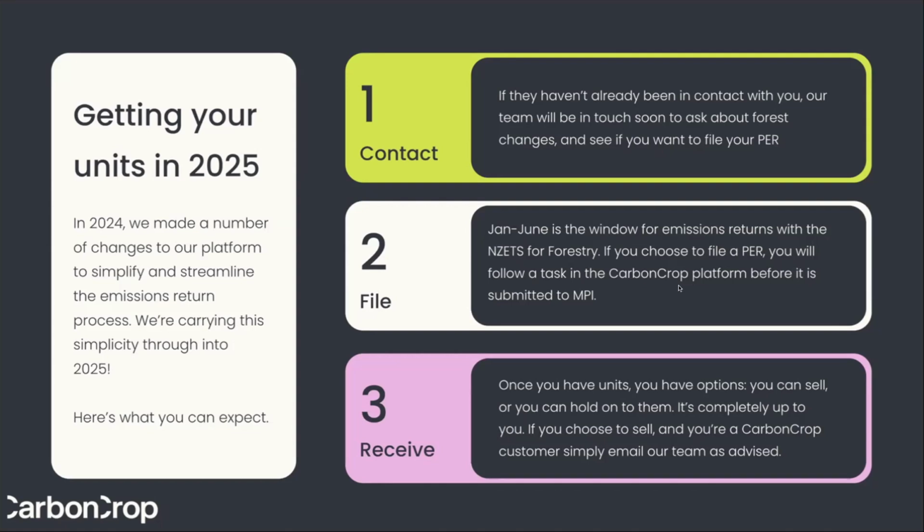If you're doing it with us, you'll be following a task through the CarbonCrop platform to give various approvals to us and to clarify any changes that have occurred before it goes to MPI. Once we submit it to MPI, they're doing a fantastic job with turnaround times here. We're usually seeing the units arrive within a few days. And once you have your units, you can sell them or hang on to them.